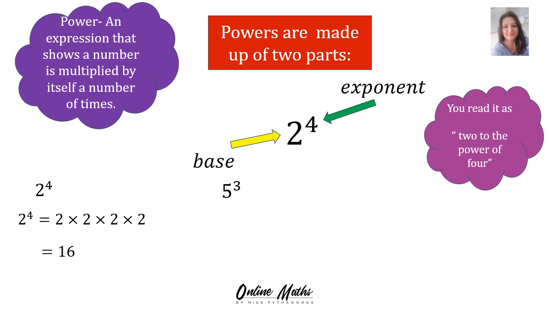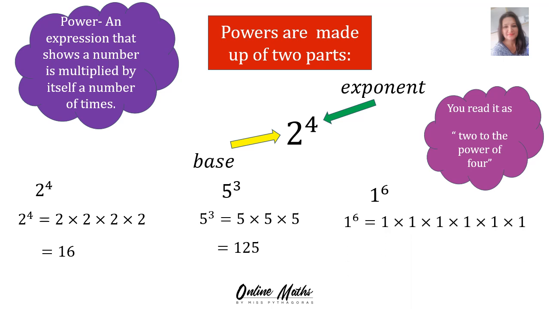When I give you 5 to the 3, it means 5 times 5 times 5. It is 5 repeating itself 3 times. And when you multiply that, the answer is 125, not 15. When I give you 1 to the power of 6, it means 1 times 1 times 1 times 1 times 1 times 1, which is 1. So 1 to the power of 6 is 1, not 6.